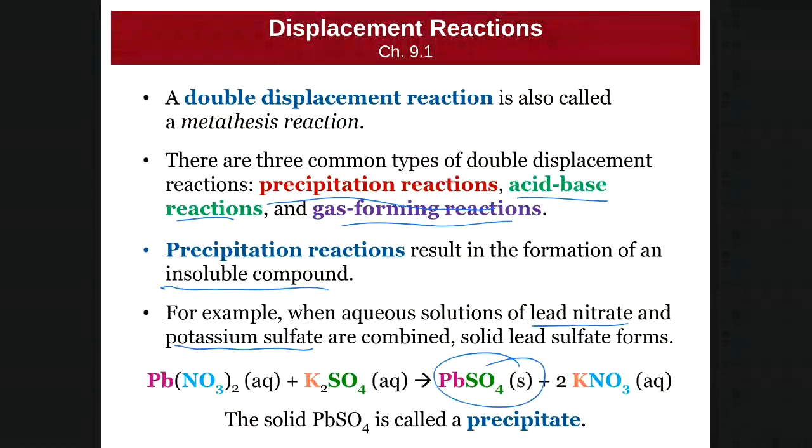And you can see here how the lead previously bound to the nitrate and the potassium was previously bound to the sulfate, but they switched positions. So lead becomes bound to the sulfate and potassium becomes bound to the nitrate. So the formation of solid lead sulfate is called a precipitate. So that's where we get the term precipitation reaction.